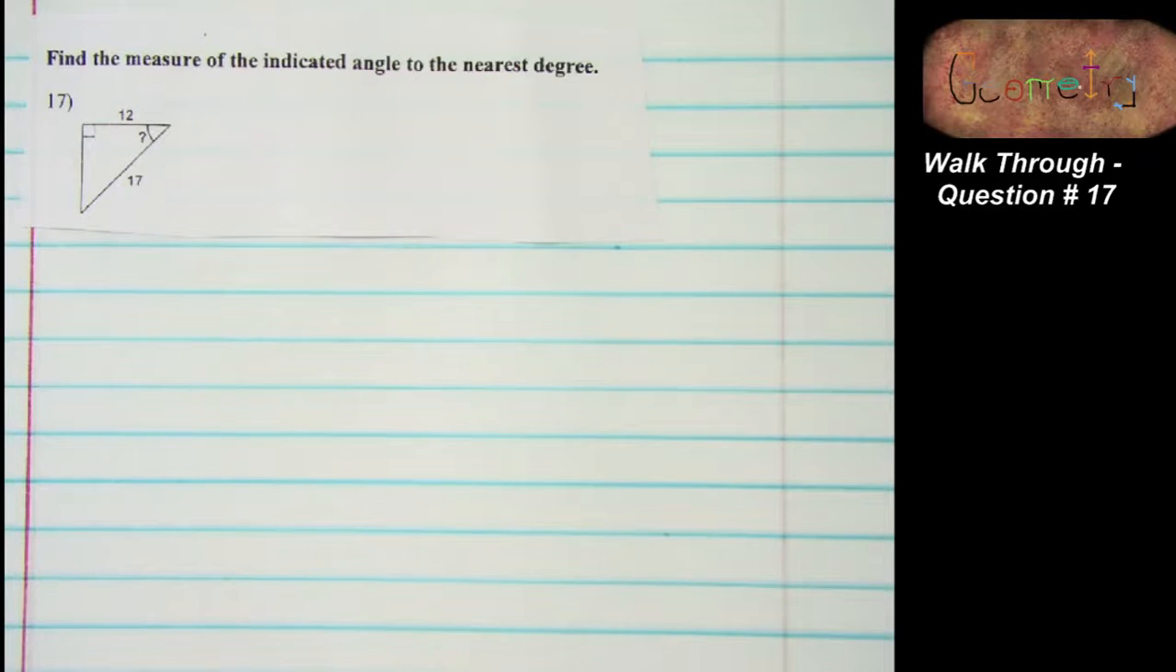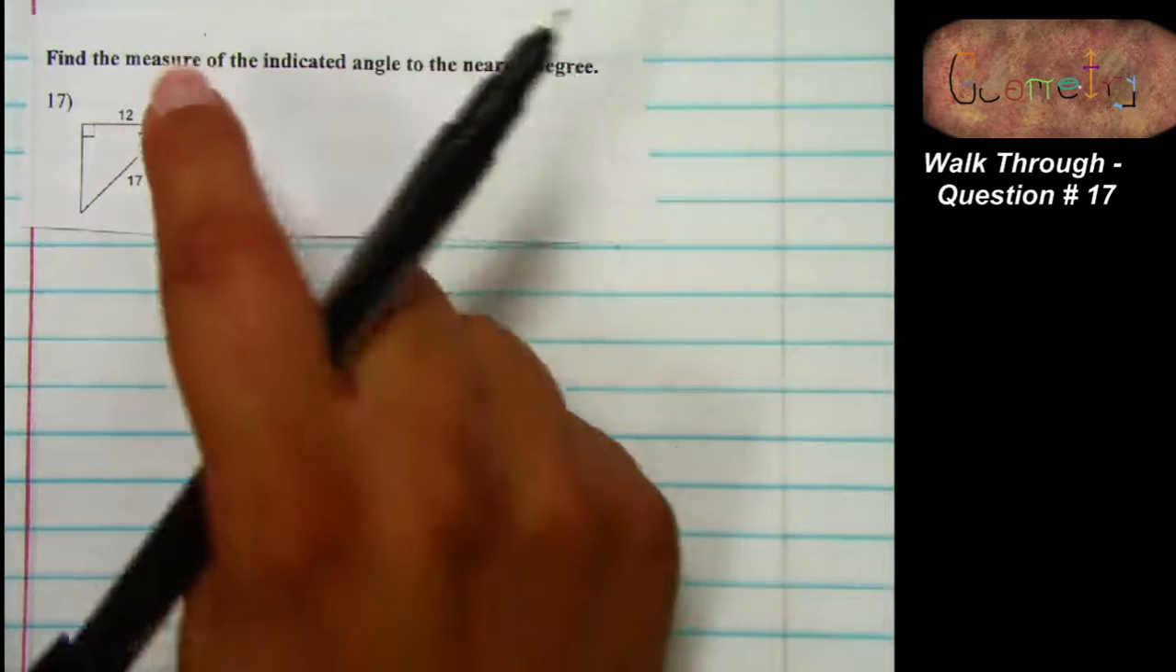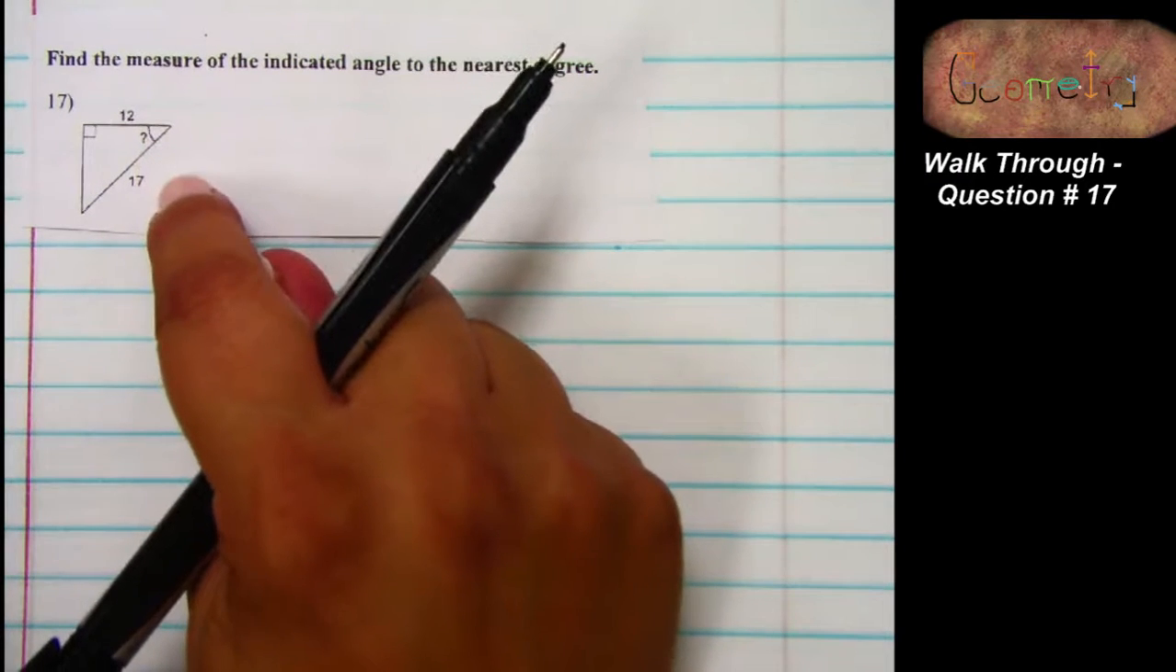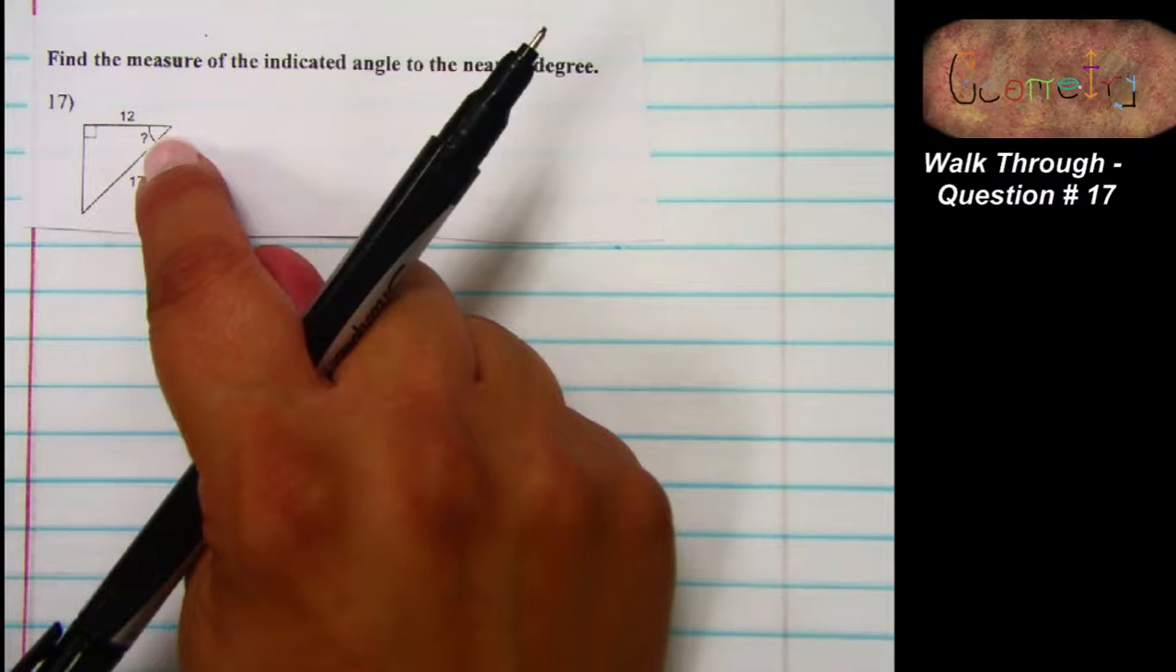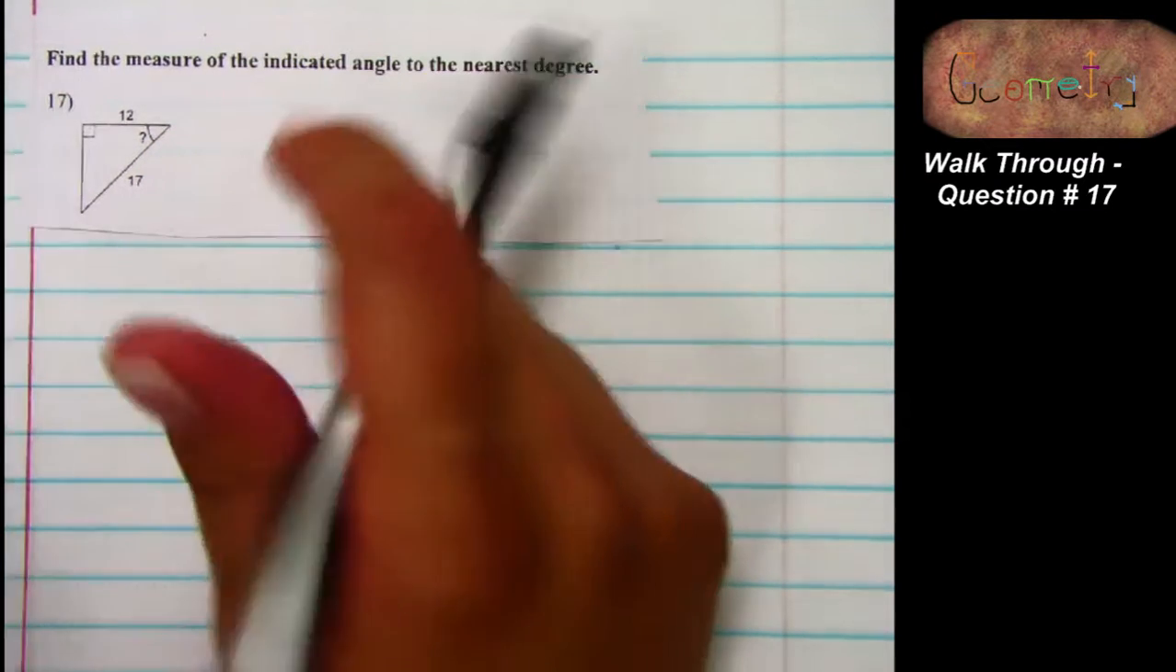Hi, welcome. We're here to figure out this particular problem that is involving a right triangle. The directions say find the measure of the indicated angle, and they want it to the nearest degree. In order to do this, we have to use trigonometry. We're using trigonometry because we're given two sides and an angle, and the angle is not the right angle.